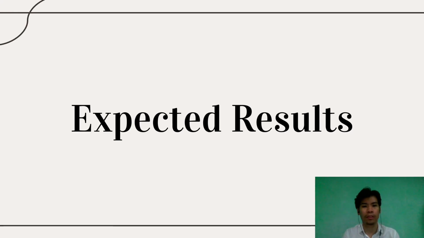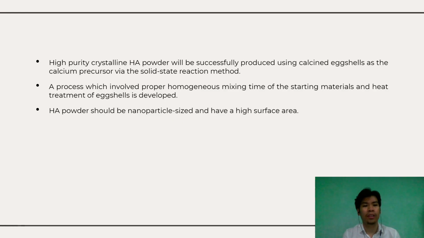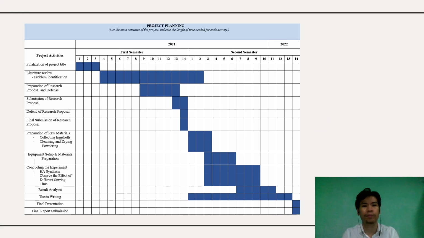Expected result of the project. The first expected result of the project is high purity crystalline HA powder will be successfully produced using calcined eggshells as the calcium precursor via the solid-state reaction method. The second one is a process which involves proper homogeneous mixing time of the starting materials and heat treatment of eggshells is developed. And the main expected result is HA powder should be nanoparticle size and have a high surface area. The planning of the project.